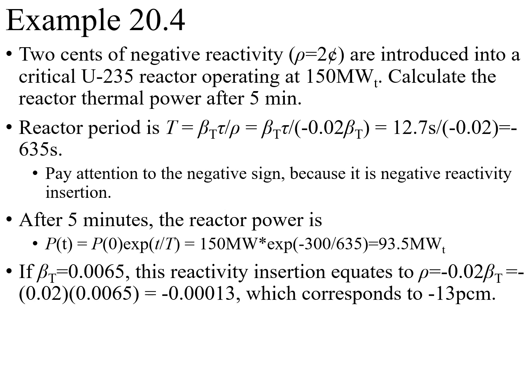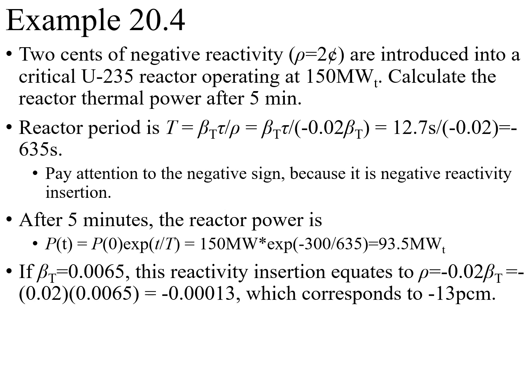Now let's move to the example 20.4. Now we have 2 cent of negative reactivity insertion. So rho is equal to negative 2 cent. The negative 2 cent is introduced into a critical uranium-235 reactor operating at 150 megawatt thermal. Calculate the reactor's thermal power after 5 minutes. 2 cent is much smaller than $1. Therefore, we can say that this reactivity rho or delta K is much smaller than beta.